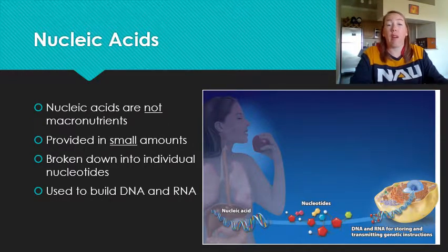The fourth macromolecule, nucleic acids, is not a macronutrient because you only get these in small amounts and you only need them in small amounts. The nucleic acids that you do eat are broken down into the monomer subunits, nucleotides, and you can put those back together into whatever you need.